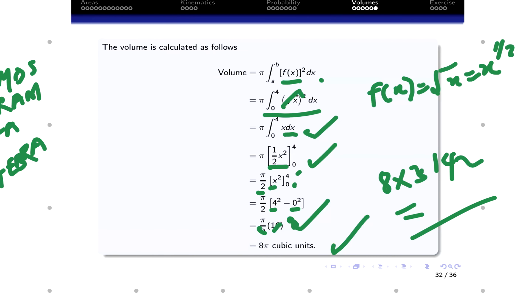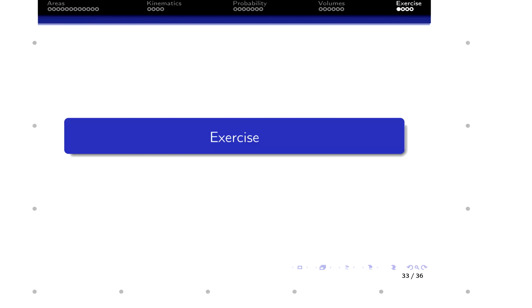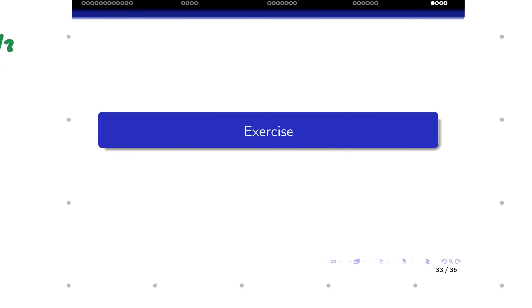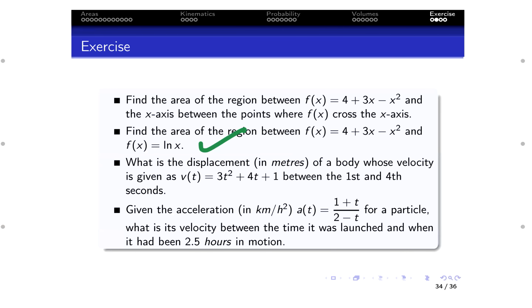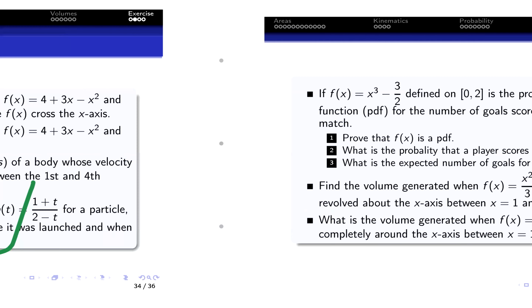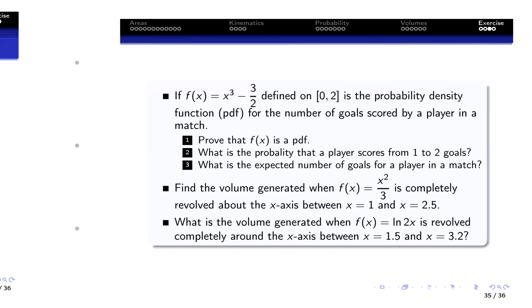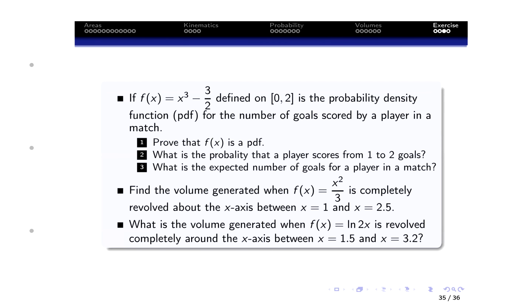Okay, so now we are done with all the applications. Let's look at some exercises. I've shown you some of this before. These first two are for areas. These other two are for kinematics. And then I've shown you the ones for probability the other time, where you get to talk about whether a function is a probability density function, how you can find the probability within a range, and how you can find the expected value. And of course, these last two talk about volumes.